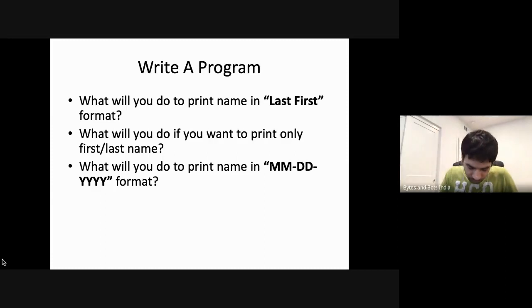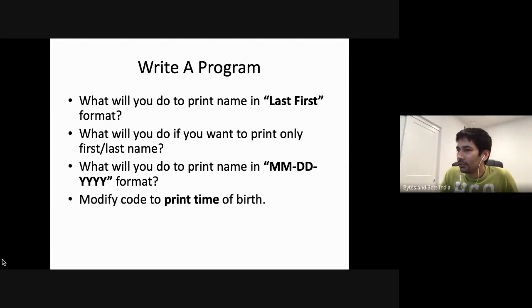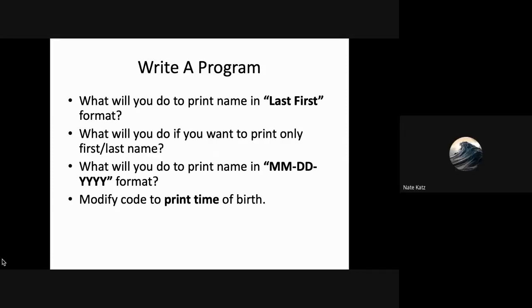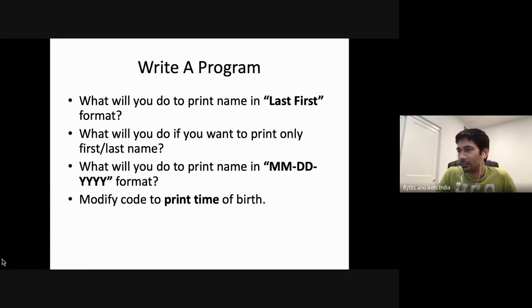All right. So next question for Nate. How would you modify the code to print time of birth? So remember, our person class has a time of birth, and we're not doing anything with it. So what would you do if you want to print the time of birth? Nate, any suggestions? Do you mean like we have an hour of birth listed? Yeah, hour of birth. So if you want to print that hour of birth, what would you do?